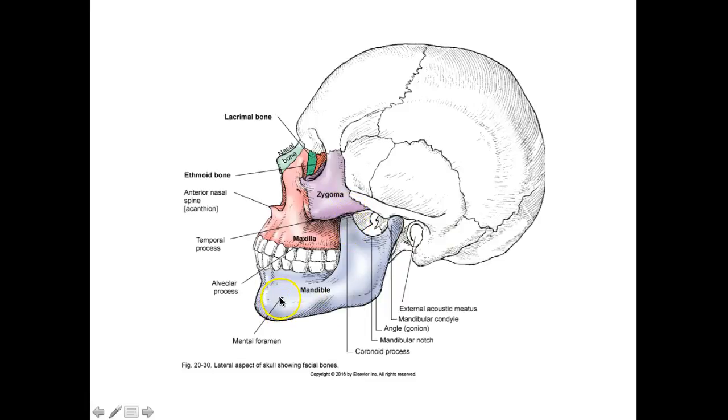You have your mental foramen, so just the mentum, as you know, is the point, and then you have your foramen, which is an opening. So you have an alveolar process. So the alveolar process of your maxilla is where the roots of your teeth are. You also have an alveolar process of your mandible, so it's on both sides where the roots of the teeth are. You have your temporal process here, and you have your anterior nasal spine, which we refer to as the canthion.